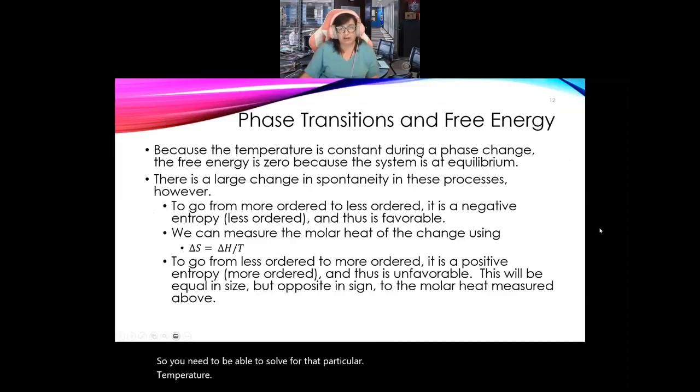Now, phase transitions and free energy. Because the temperature is constant during a phase change, free energy is 0 because the system is at equilibrium. There is a large change in spontaneity in these processes, however. So to go from more ordered to less ordered, it's a positive entropy change, less ordered, and therefore is favorable. We can measure the molar heat of the change using delta S equals delta H over T. We can go from less ordered to more ordered. That's a negative entropy, and thus unfavorable. This will be equal in size, but opposite in sign to the molar heat measured above.